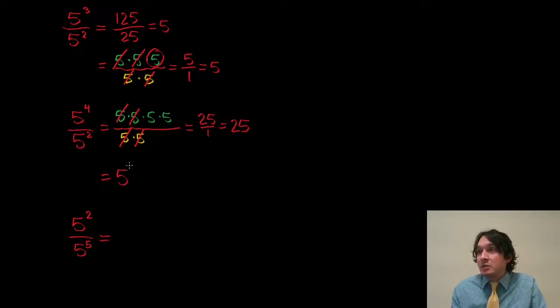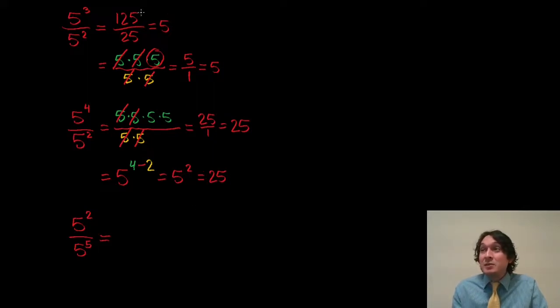5 to the power of 4 minus 2. That is equivalent to 5 to the 4th divided by 5 squared. And, well, 4 minus 2, that's just 2. And check it out, that's also 25. 5 to the power of 2 is 25. So that's another way that you could solve this problem.